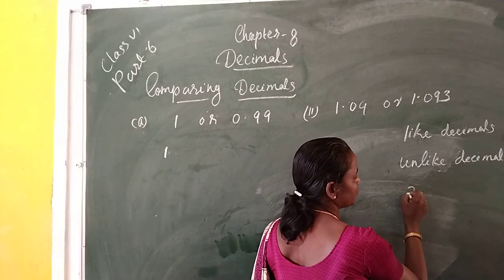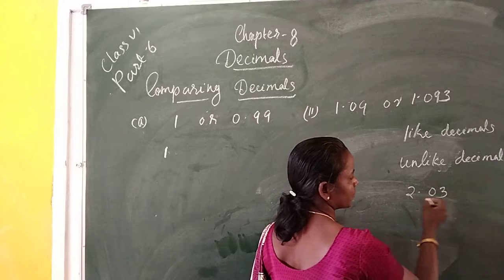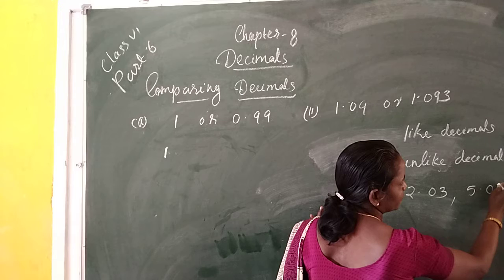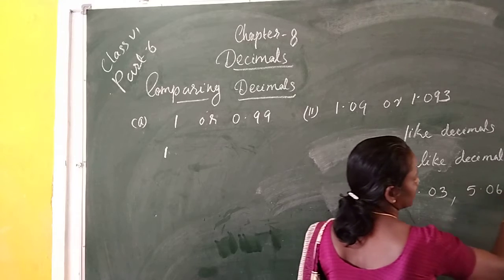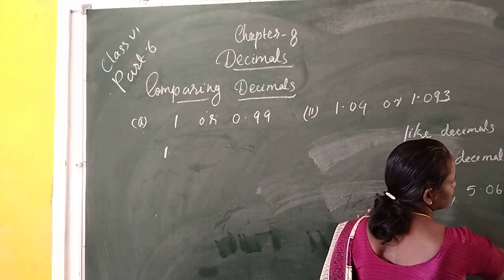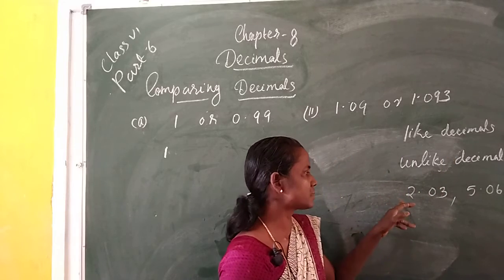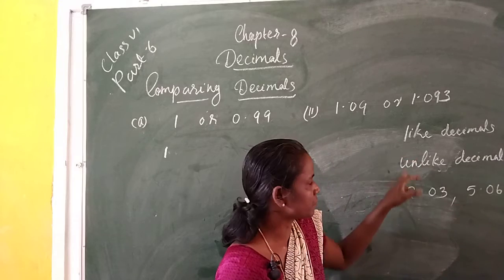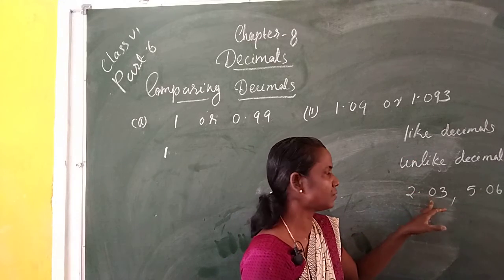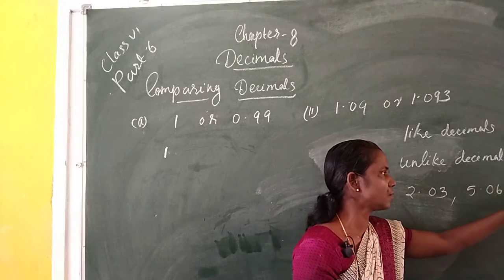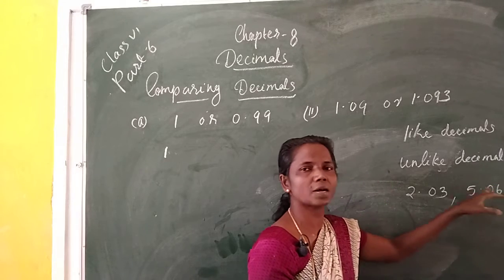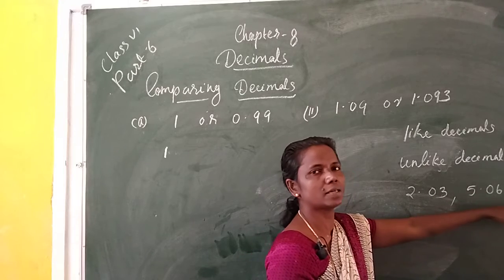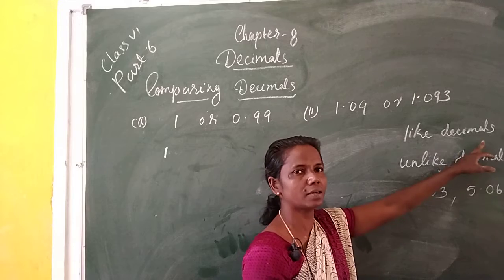For example, 2.03, then 5.06, then 3.01. Look, these decimals are known as like decimals because, count how many digits after the decimal point: 1, 2. Here also 1, 2. This means they have the same number of decimal places. These decimal numbers are known as like decimals.